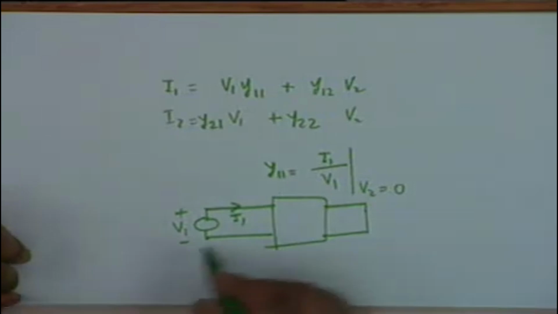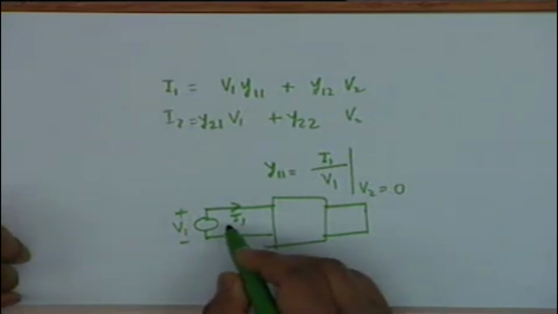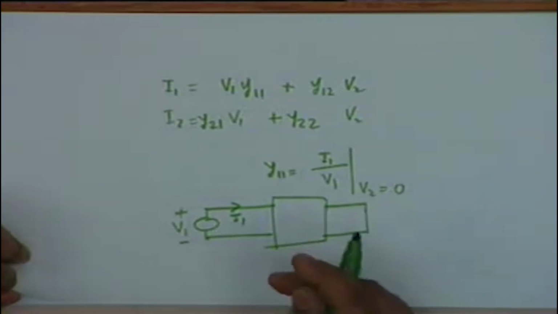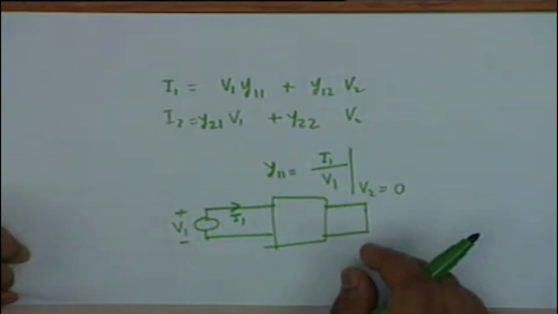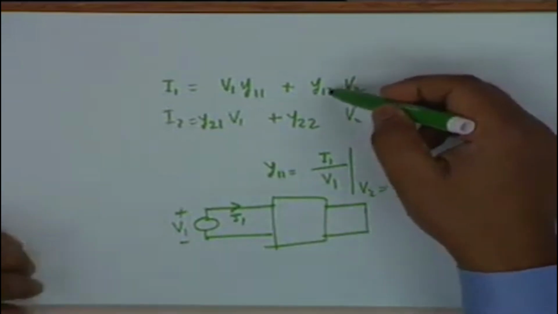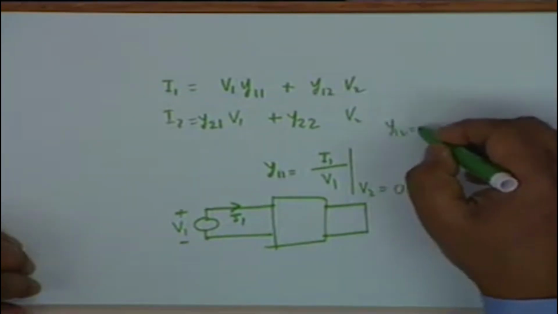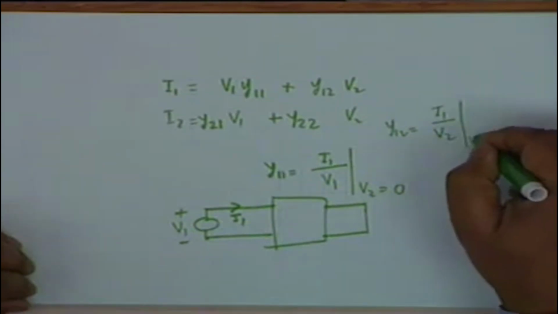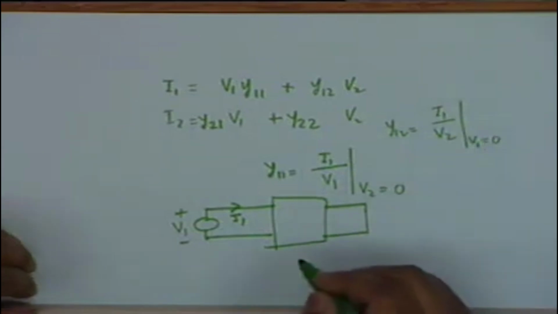Alright, that is how it becomes a driving point admittance under the condition that the other port is short circuited. Similarly, when you measure Y12, what is Y12? Y12 is I1 over V2 under the condition that V1 equals 0.